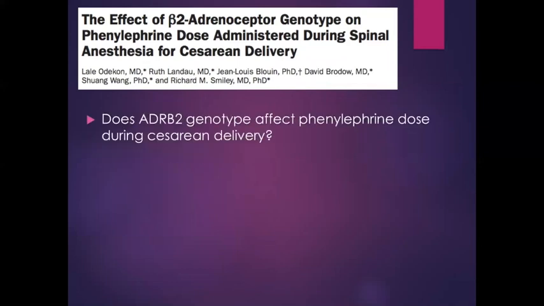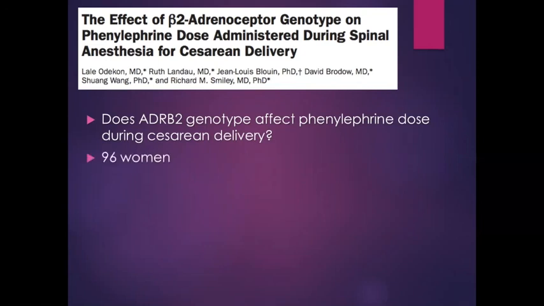This study investigated whether that ADRB2 genotype affected phenylephrine dose requirements during cesarean delivery. The hypothesis was that the ADRB2 genotype altered the phenylephrine dose response, and that they would not see this effect if phenylephrine was the vasopressor used to maintain the blood pressure, because phenylephrine does not act via the beta-2 adrenoceptor.